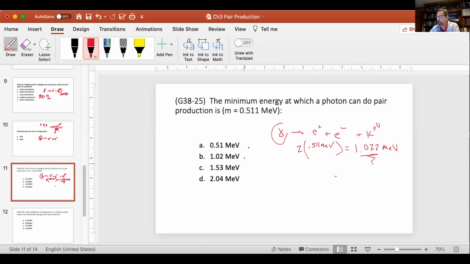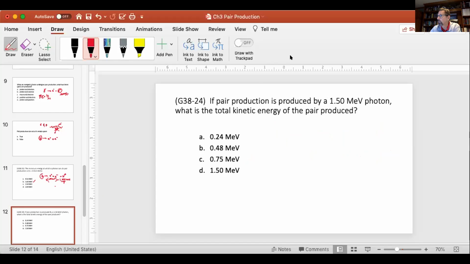So the absolute minimum energy you need is that. If that's exactly the energy of the incoming photon, the positron and the electron will get created and go nowhere, because there'll be no energy left to give them kinetic energy to move away from their creation site. Okay, so that's it. Good work. Stop sharing. We'll move on to the next one.